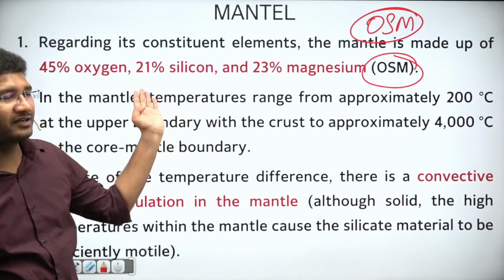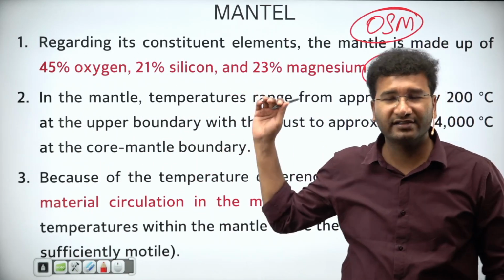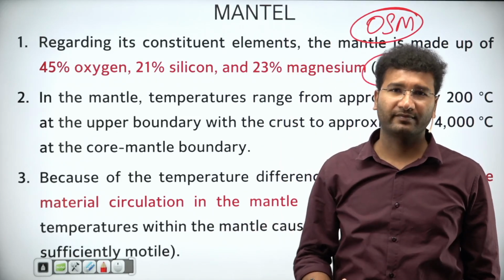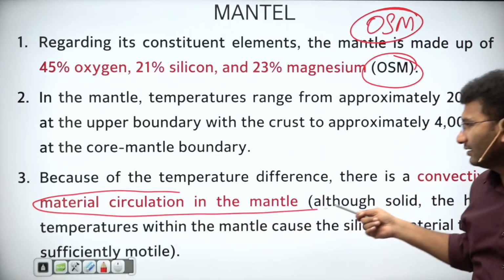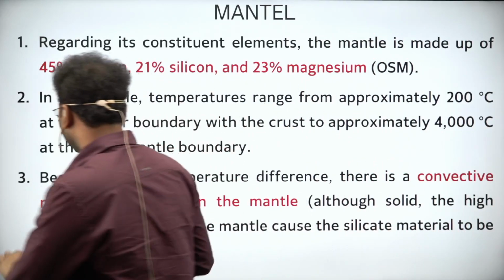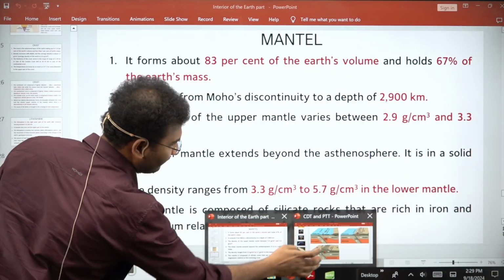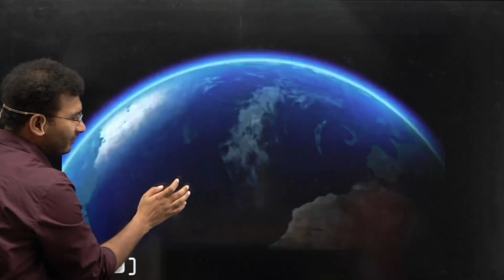What will be the temperature? The temperature can go up to 200 degrees Celsius in the upper part, and later 4000 degrees Celsius in the lower part, right? Apart from that, the material in the mantle will always circulate. It will be continuously circulating. Now, why are they circulating? They are circulating because of various reasons. The material which is there always keeps on moving. Okay? This is the mantle.